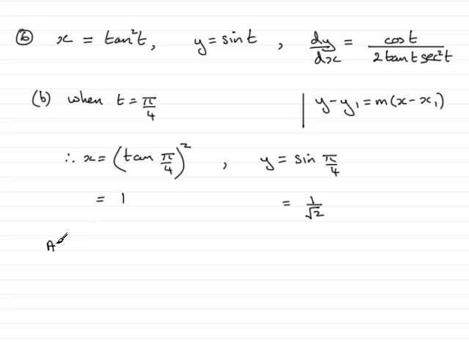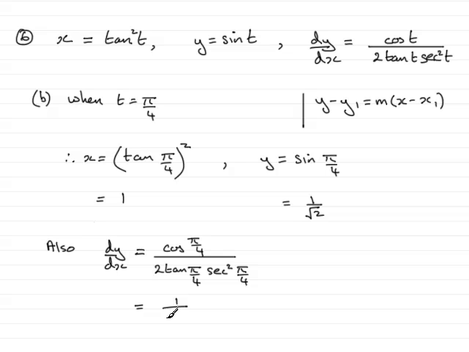So we've also got that dy by dx would equal the cosine of pi upon 4, and all of that is divided by 2 times the tan of pi upon 4 and sec squared pi upon 4. Now if you work this out on a calculator, what you'll get is 1 over 4 root 2. Okay, so that's the gradient.